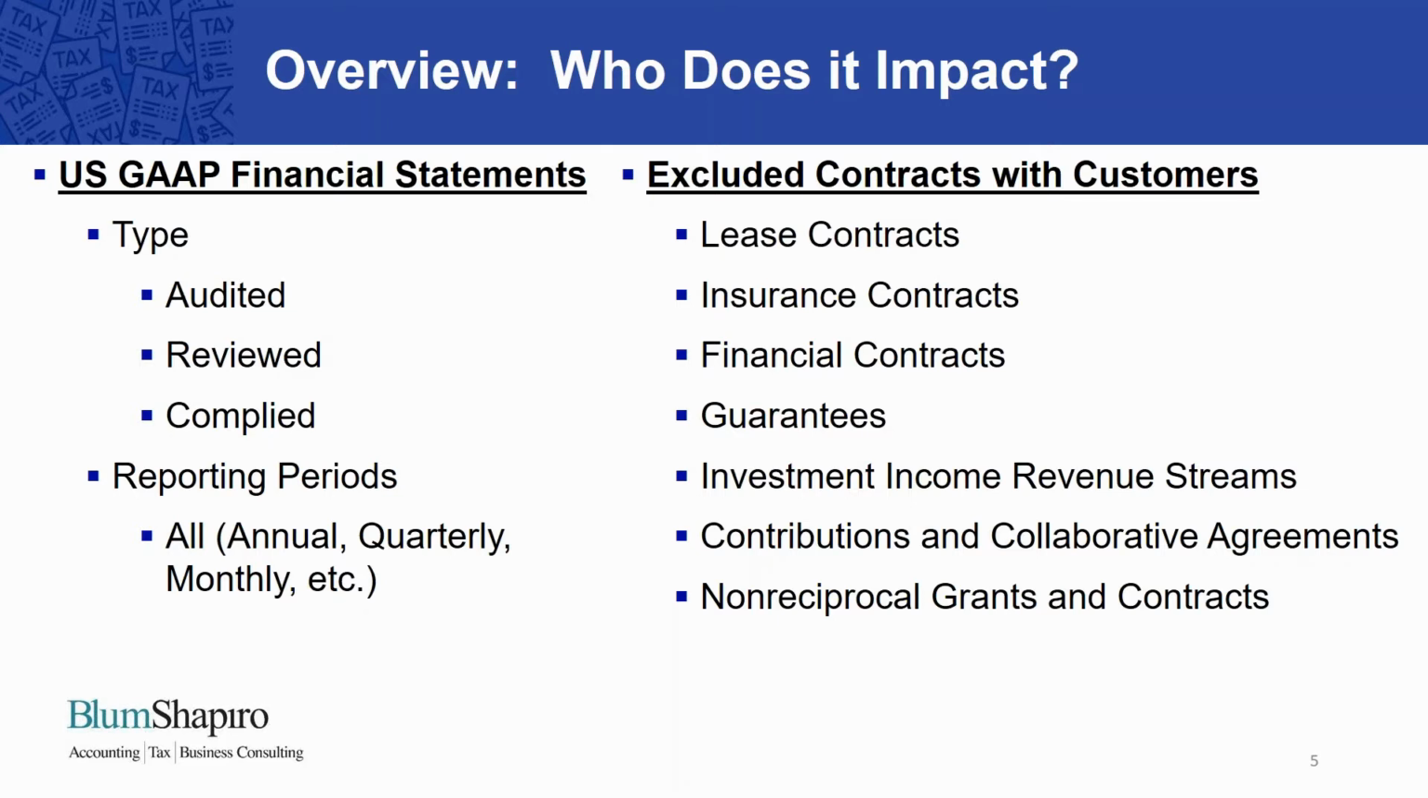But there are some revenue streams which are excluded from the standard that this guidance does not apply to. These revenue streams include lease contracts, insurance contracts, financial contracts, guarantees, investment income revenue streams, contribution and collaborative agreements, and non-reciprocal grants and contracts. The existing GAAP guidance will cover these revenue streams.